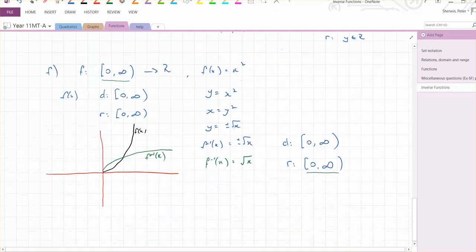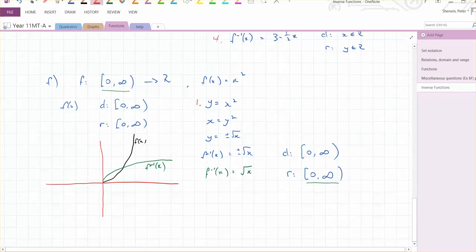Looking at question 1f, which is the function defined across the domain 0 to infinity, so just the positive values of x, f of x equals x squared. We go through the steps algebraically. Step 1, replace f of x with y. Step 2, y becomes x, x becomes y. That's step 2. Step 3 is make y the subject. That's done there, plus or minus root x. Step 4, write it in inverse notation. Now we know that this is the inverse of y equals x squared.